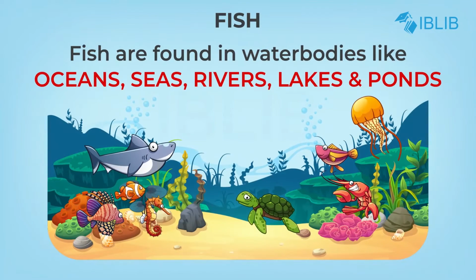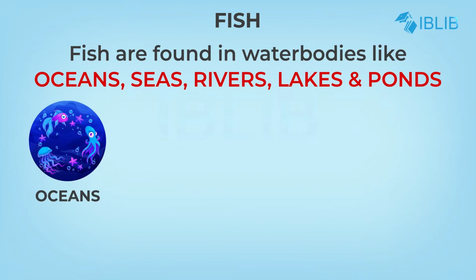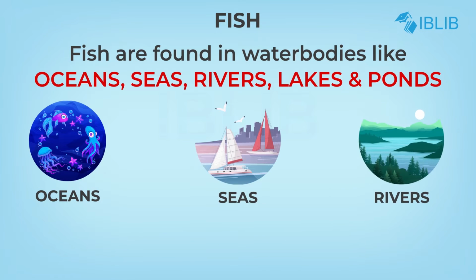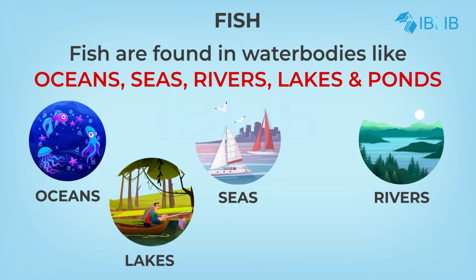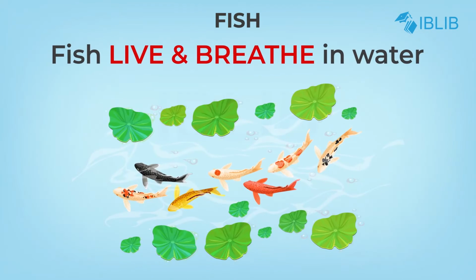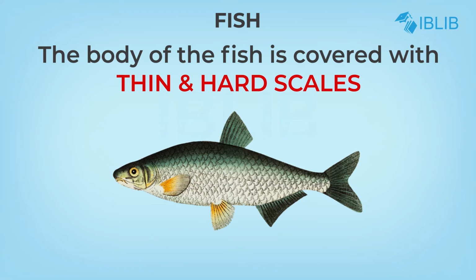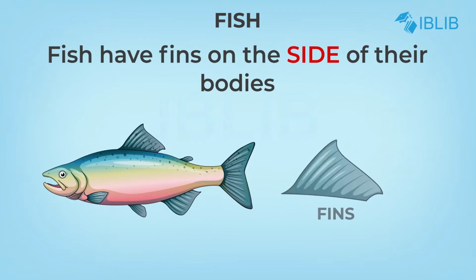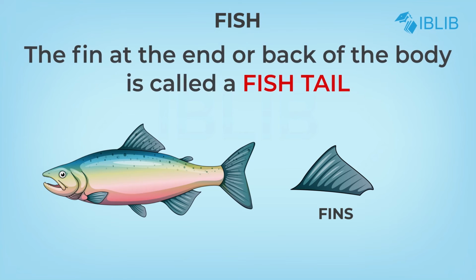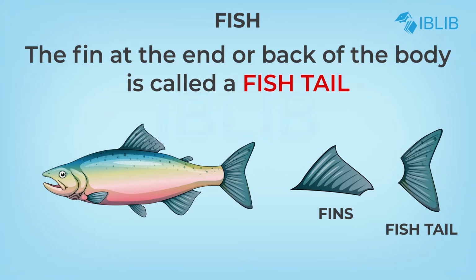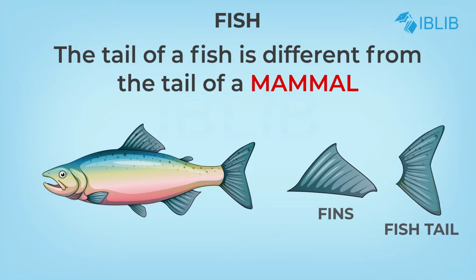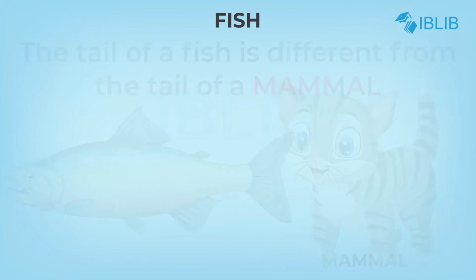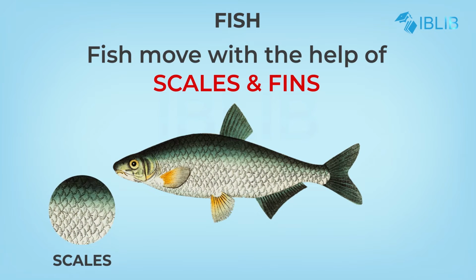Fishes. Fishes are found in water bodies like oceans, seas, rivers, lakes, and ponds. Fishes live and breathe in water. The body of the fish is covered with a thin, hard scale. Fish have fins on the side of the bodies. The fin at the end or the back of the body is called a fish tail. The tail of a fish is different from the tail of a mammal. Fish move with the help of scales and fins.